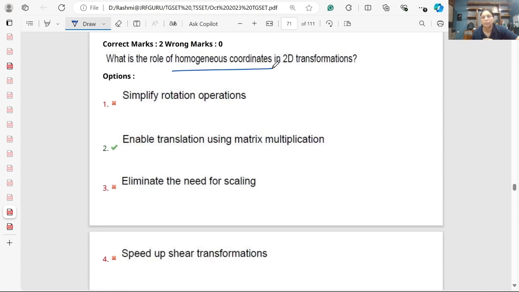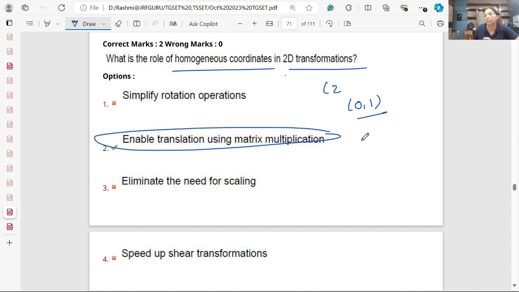What is the role of homogeneous coordinates in 2D transformation? Homogeneous coordinates are basically used to perform calculations, because the computer cannot do the calculation with a 2D vector. If we have only two coordinates, it is not possible for the computer. The computer does the calculation using matrix multiplication, and it requires homogeneous coordinates. For that, I convert my coordinates by adding 1 to them, and it makes the multiplication easy.